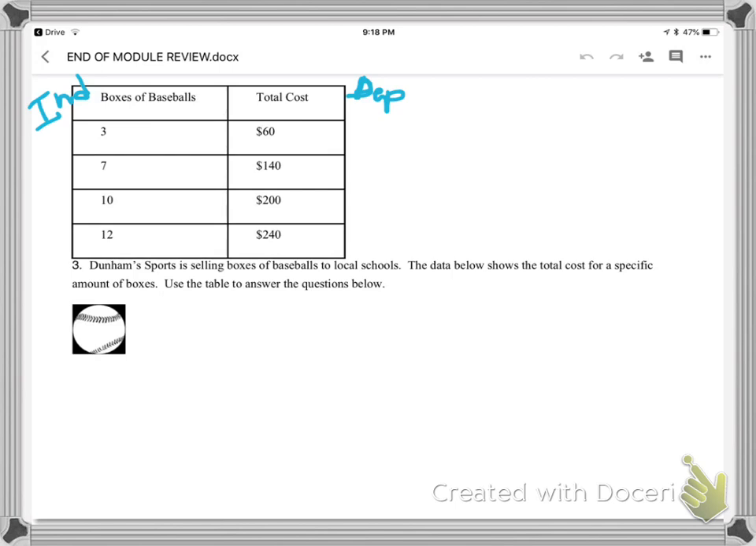And then we also have to write an equation. So let's see, it looks like I can multiply. 3 times 20 is 60. 7 times 20 is 140. 10 times 20 is 200. So 12 times 20 is also 240. So I can write the equation. My total cost, we'll call it C, is equal to 20 times the number of boxes, and we call that B. So 20 times the number of boxes is equal to my total cost.